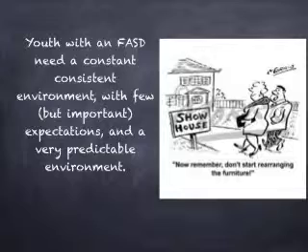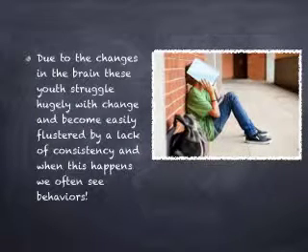Youth with a FASD need a constant, consistent environment with few but important expectations and a very predictable environment. For these youth, people who are constantly rearranging their classrooms or living rooms are a nightmare. They never know what they're going to walk into, creating unneeded chaos in their brains. Due to the changes in the brain, these youth struggle hugely with change and become easily flustered by a lack of consistency, and when this happens, we often see behaviors. This is when we could see temper tantrums, acting out, or defiance.